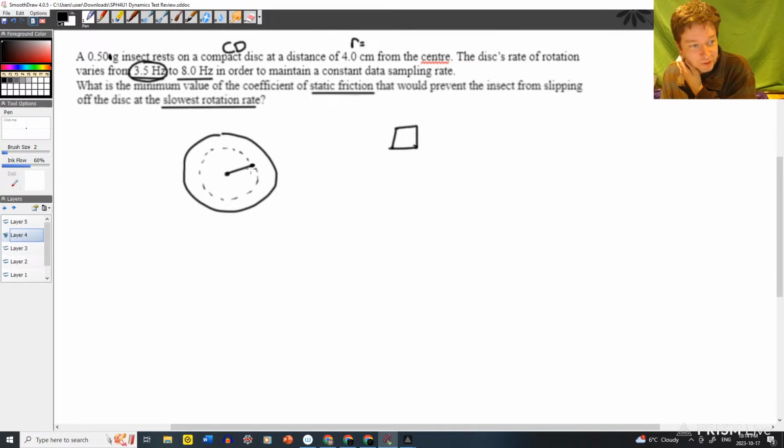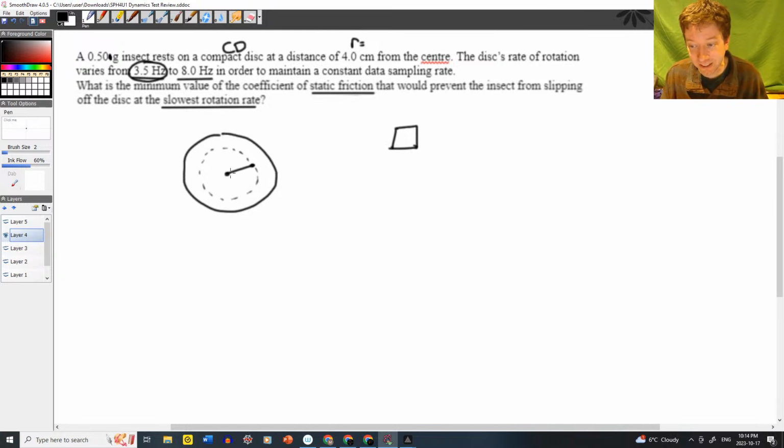Now from this bird's eye view picture, we're looking down at the insect. So gravity is into the screen and normal is out of the screen. They're both perpendicular to the direction of centripetal force. So what's keeping the insect there? What's preventing the insect from flying off? That's going to be static friction.